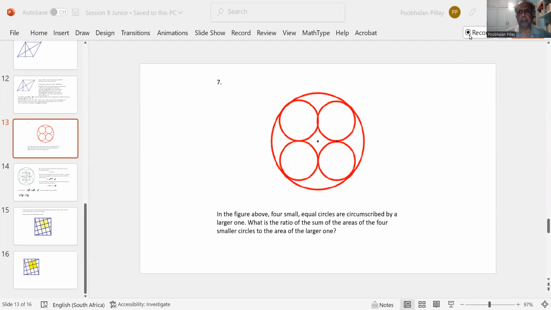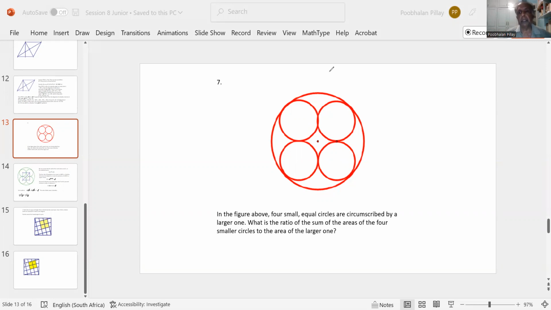We move on to problem 7. And you see here in this picture, you've got a large circle, and inside the large circle, you've got 4 smaller circles. They all are touching each other, as you can see. And the question is, what is the ratio of the sum of the areas of the 4 smaller circles to the area of the larger one?